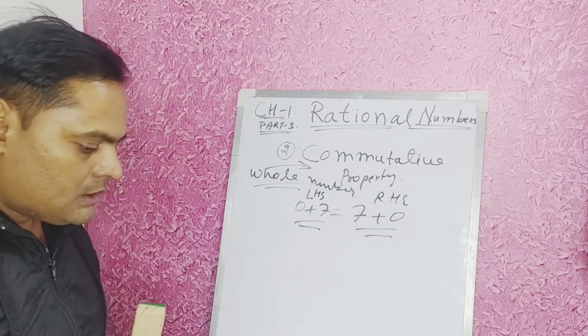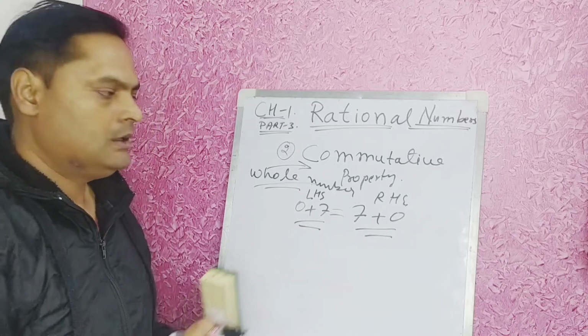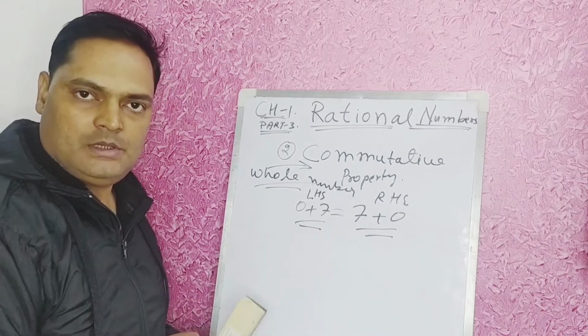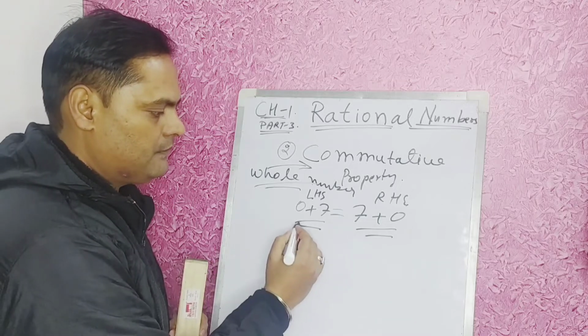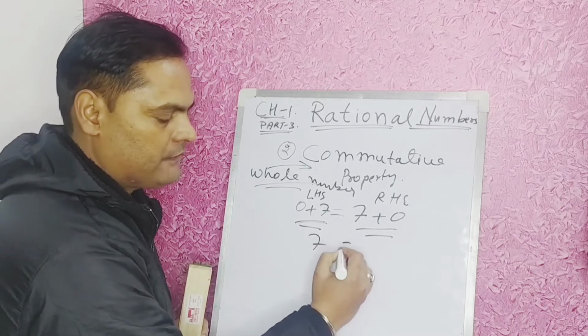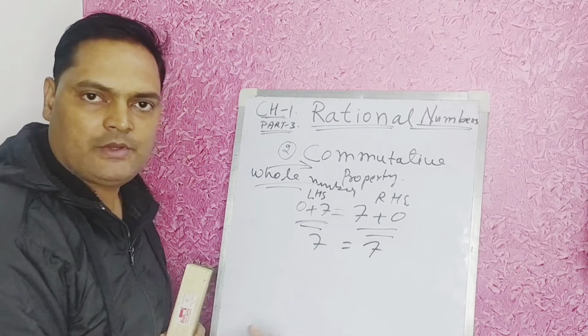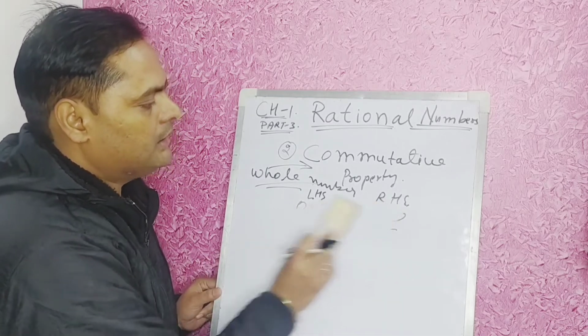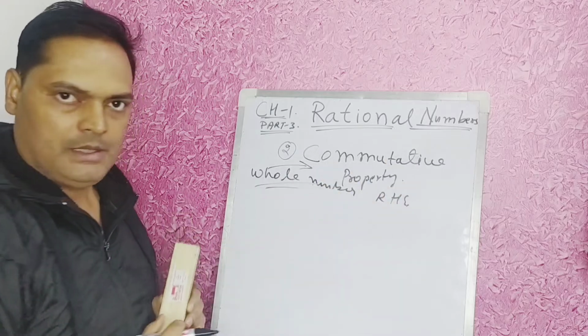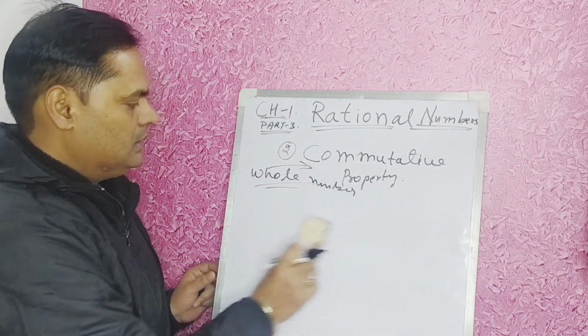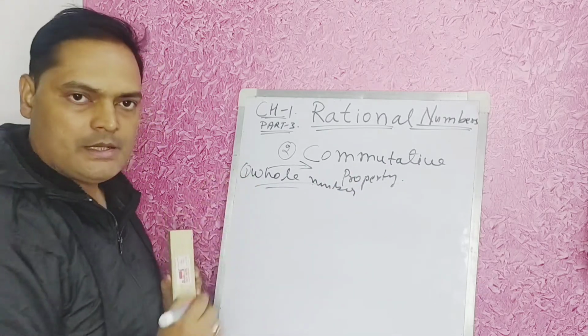Okay, so is there any difference in the answers? If I add this one, then the answer is 7, if I add this one, the answer is 7, so it doesn't impact anything. So this is the concept of the commutative property. So we have covered the first one, that is the whole number.